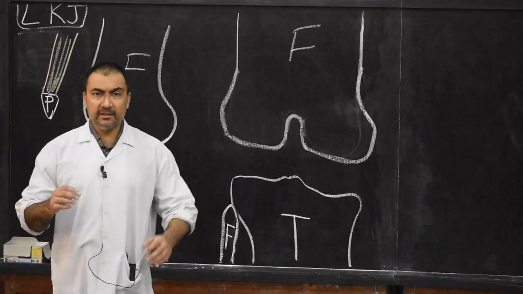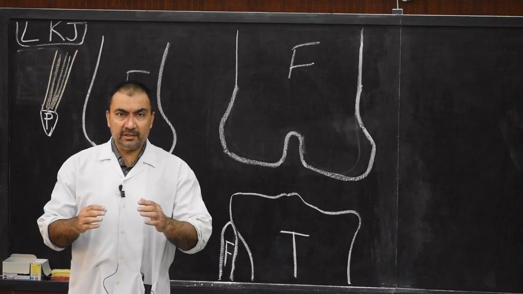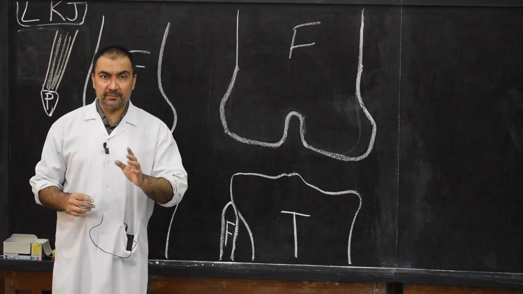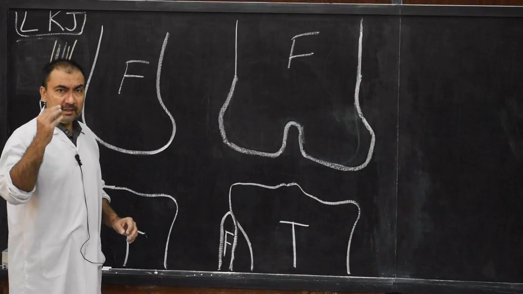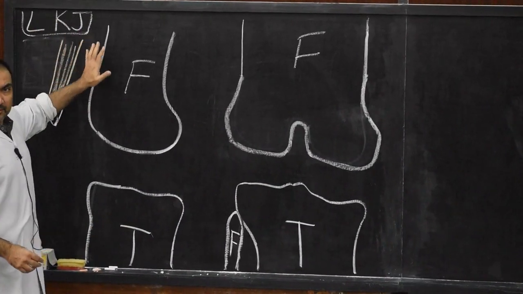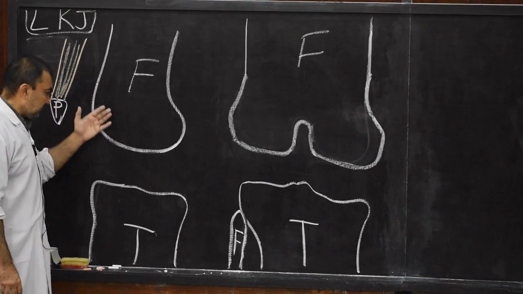Good morning. Here we start with the ligaments of the knee joint, in which we are going to discuss the capsular ligament and synovial membrane. These two are the most important ligaments of the knee joint. Here, ligaments of knee joint, and the first diagram, please draw these line diagrams.